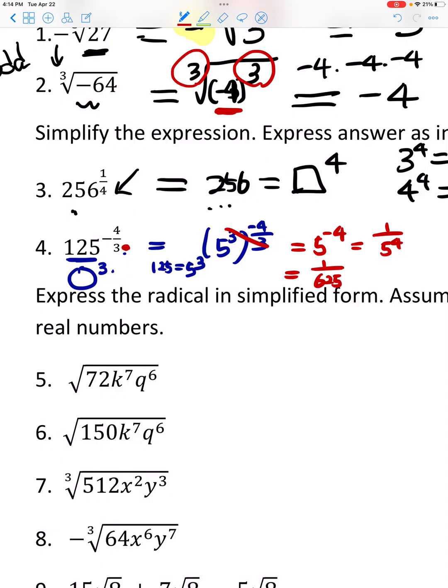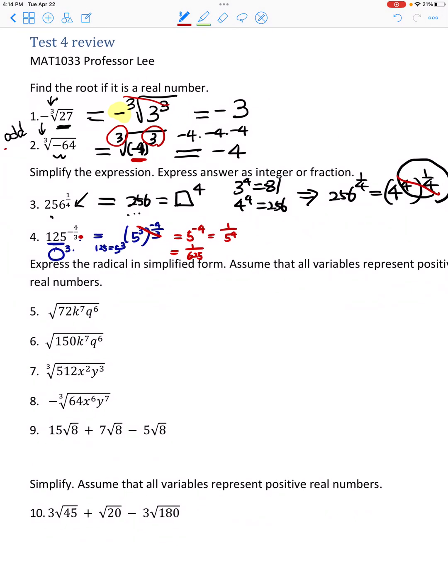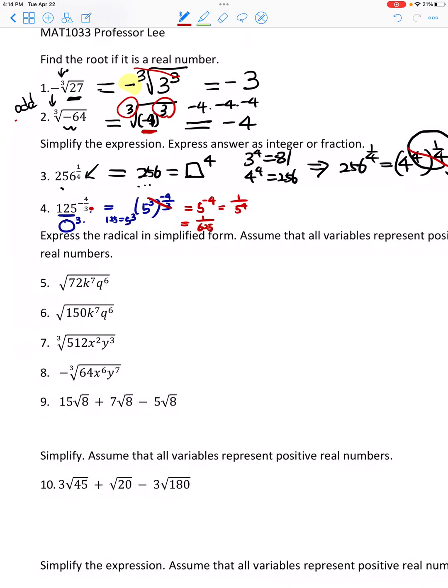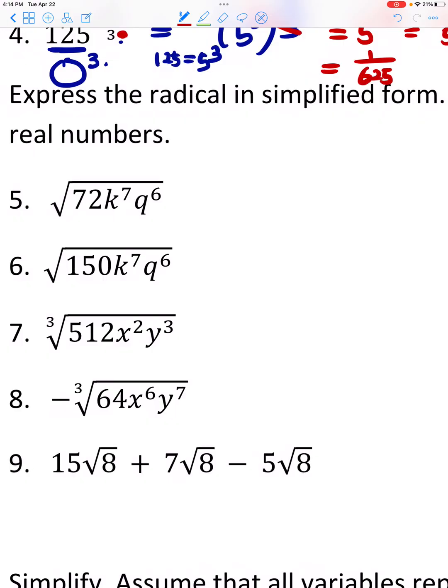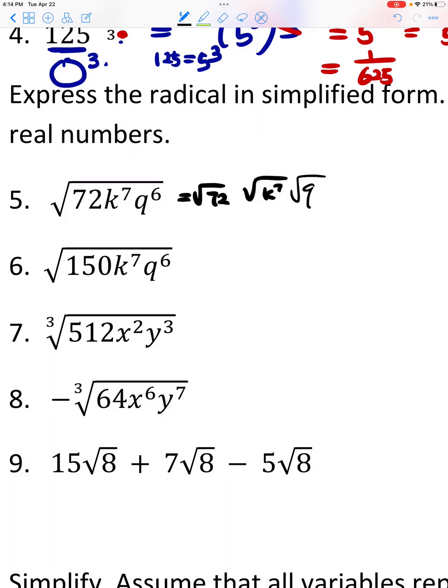Okay, 5. Express the radical in simplified form. Assume all variables represent positive real numbers. When we have the variable and the constant together, we separate them, like 72, k to the 7th power, and q to the 6th power. Then we've got 72. We think about the perfect square factor. So this is 36 times 2, and the square root of 36, as you know, is 6.